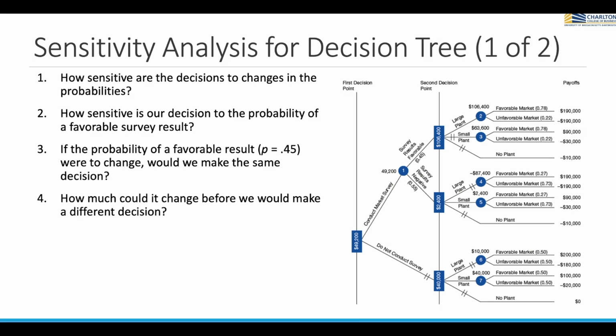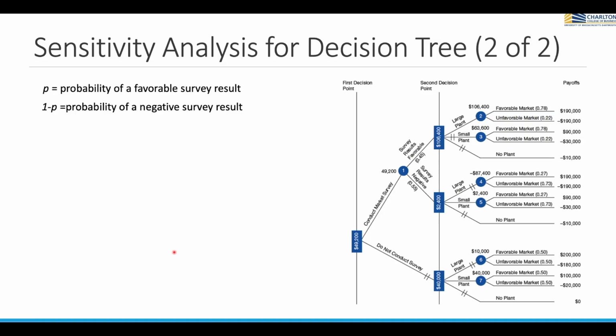Next topic is doing sensitivity analysis for decision trees. So the question is, if we change any of these probabilities, what happens to the ultimate decision making? Each of these probabilities comes from prediction or some knowledge of the market. To conduct the sensitivity analysis, instead of giving a specific number to this survey result, we use the decision variable p as the probability of a favorable survey result. Therefore, 1 minus p is the probability of a negative survey result.